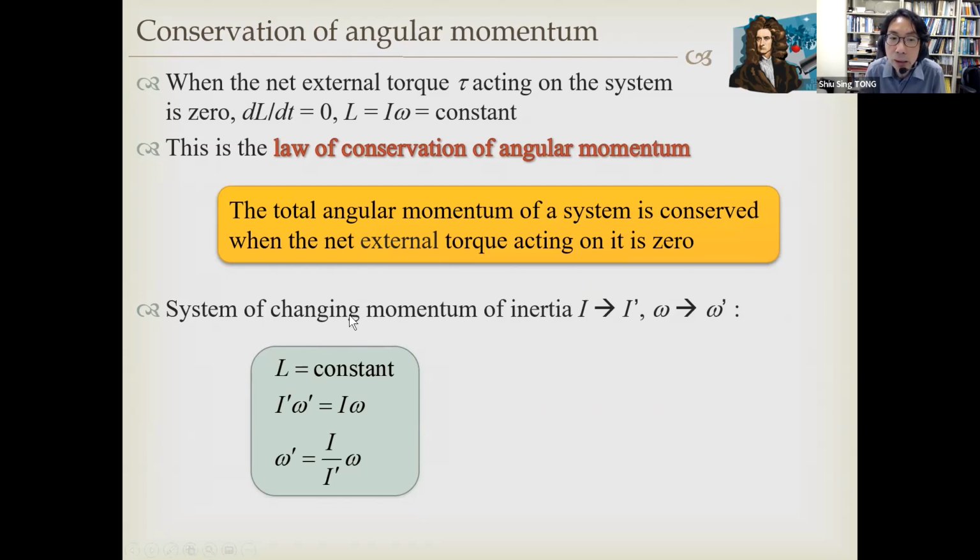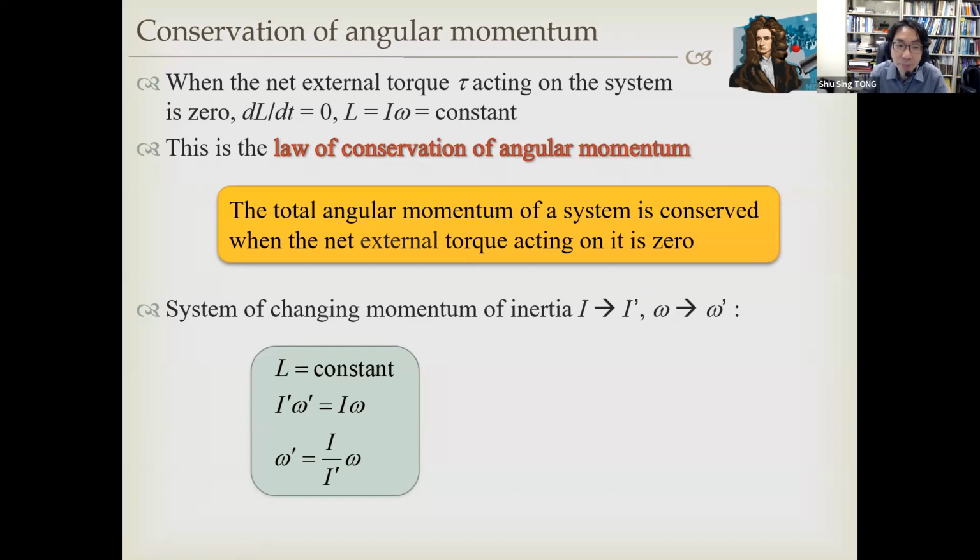So consider a body with moment of inertia changing from I to I prime. If the total angular momentum is conserved, the angular velocity will also change, right? Because the combination I omega is a constant. That means if you change the moment of inertia, the angular velocity will also change, and they change in the opposite way. If you increase the moment of inertia, the angular velocity will decrease. If you decrease the moment of inertia, the angular velocity will increase, such that the product of the moment of inertia and the angular speed remains a constant, and that is the angular momentum.